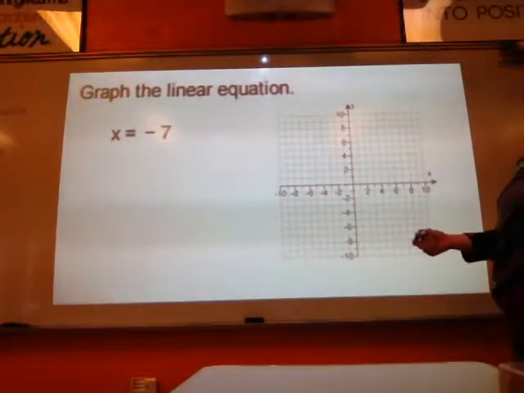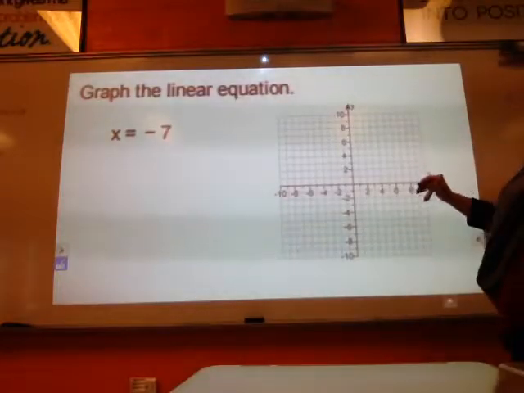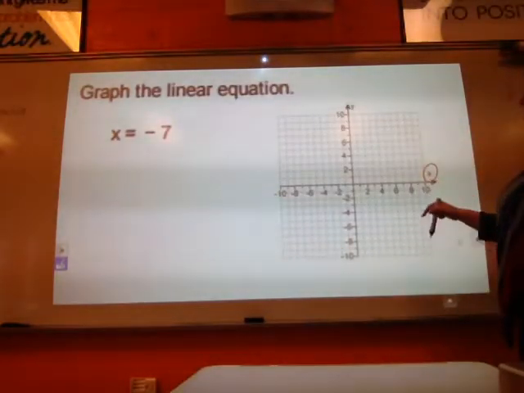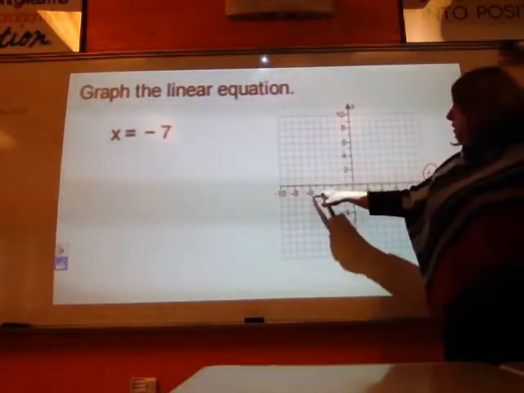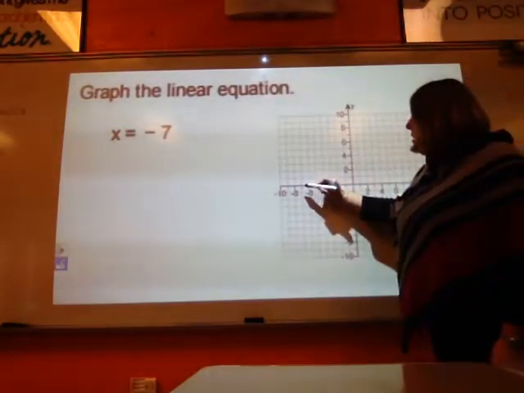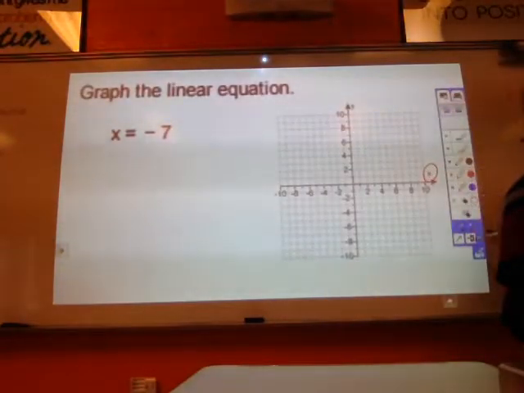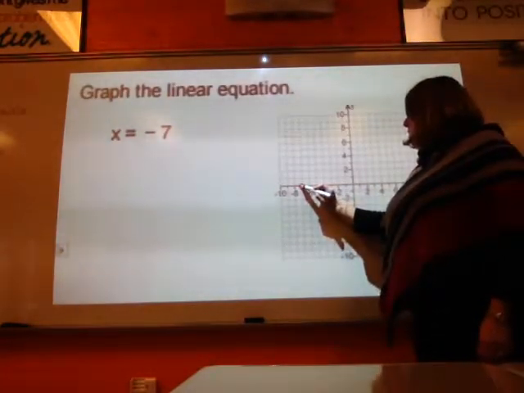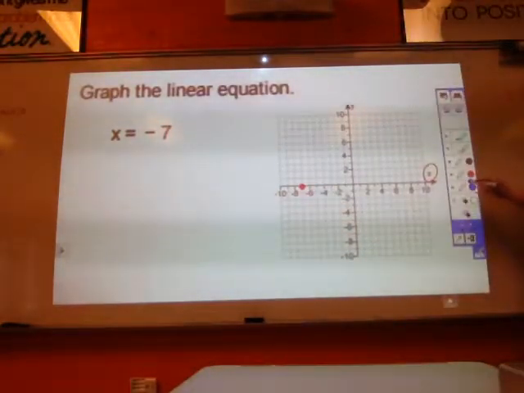So it gives me a graph, so I'm going to look for my x-axis because it's x equals -7. So here's my x-axis, so I'm going to go to where x is -7. Careful, it goes by 2's here, 2, 4, 6, 8. So that means -7 is going to be right there. Now I'm going to make my dot just a little bit bigger. Okay, so that is where -7 is. That's where x is -7.